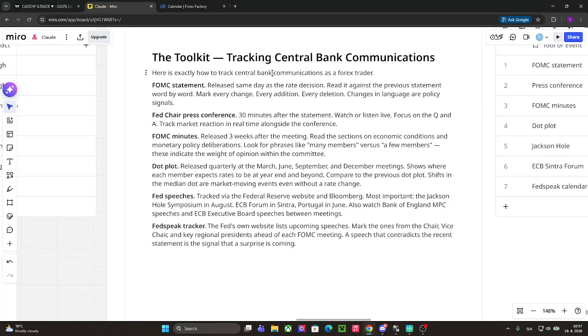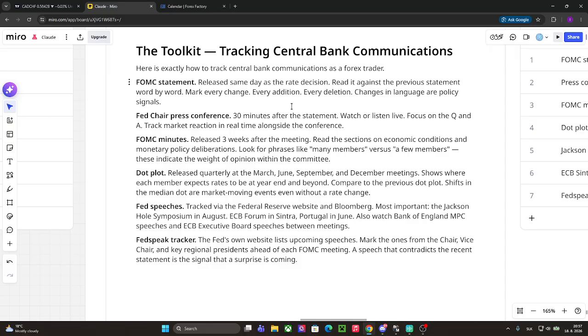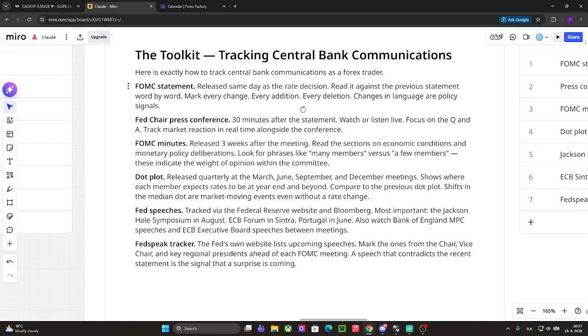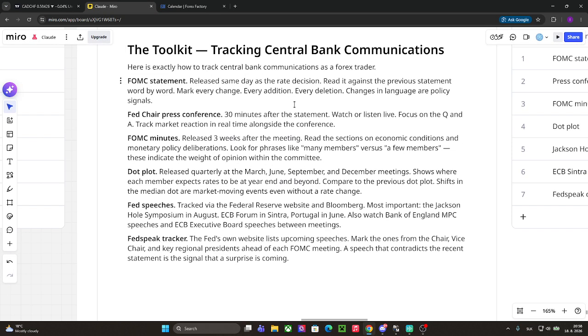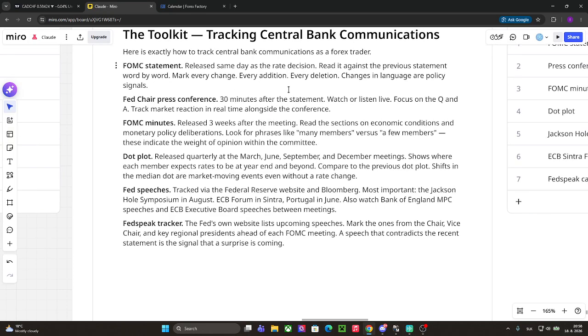The toolkit. Tracking central bank communications. Here's exactly how to track central bank communication as a Forex trader. FOMC statement released same day as the rate decision. Read it against the previous statement word by word. Mark every change, every addition, every deletion. Changes in language are policy signals. Fed chair press conference. 30 minutes after the statement, watch or listen live, focus on the Q&A, track market reaction in real time alongside the conference.